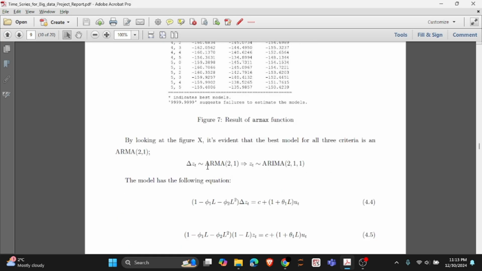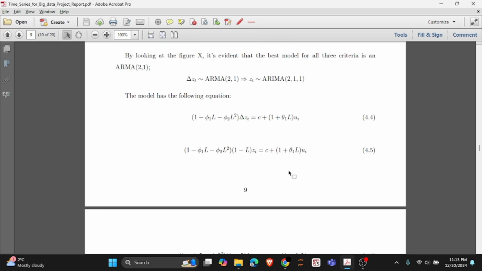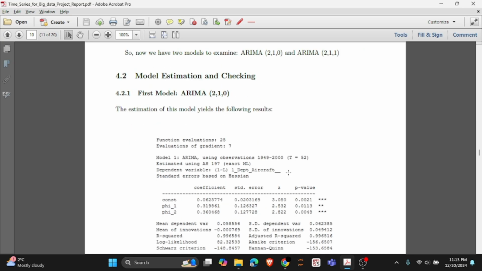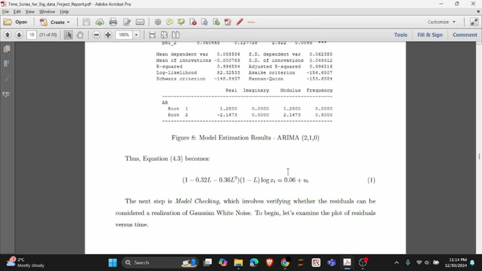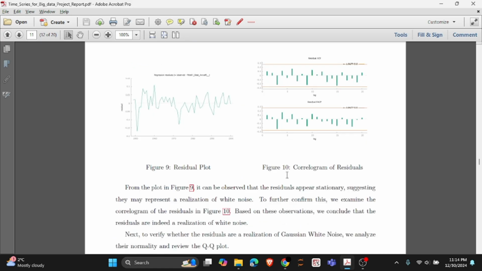So we select that model. If it is ARMA of 2,1, this means ARIMA 2,1,1. Now we will check these two models on whether their residuals are a realization of white noise or not. So we check the plots of the residuals, the correlogram, and all their lags are within the significance level. So we can conclude that it is a realization of white noise.